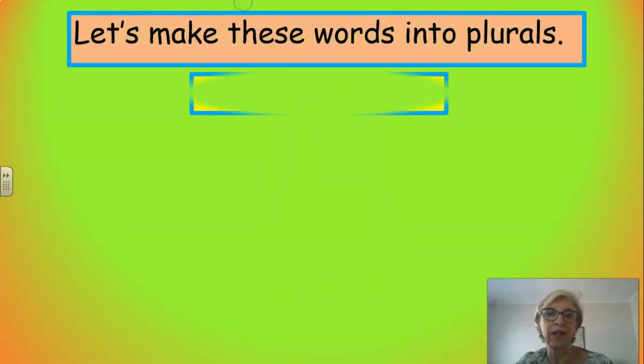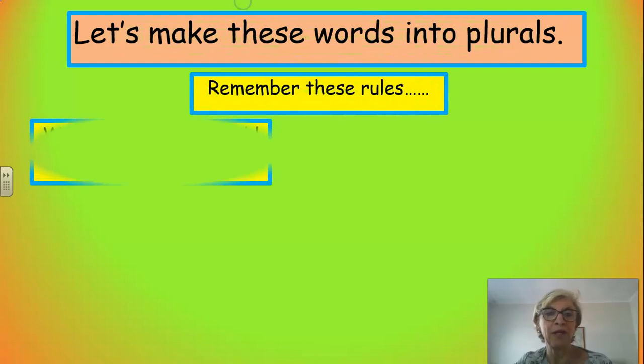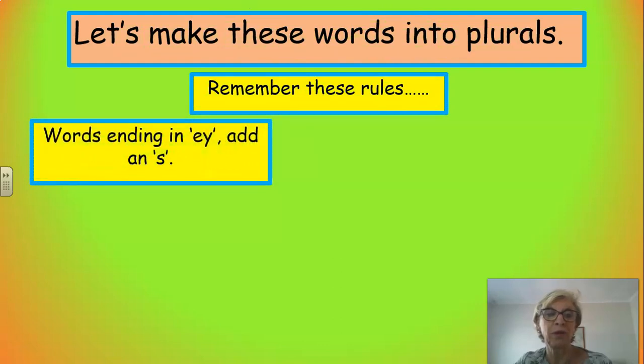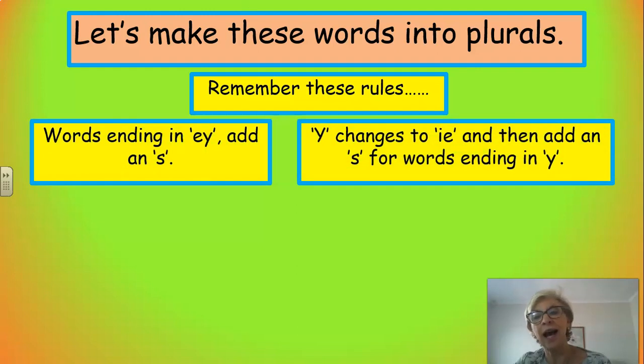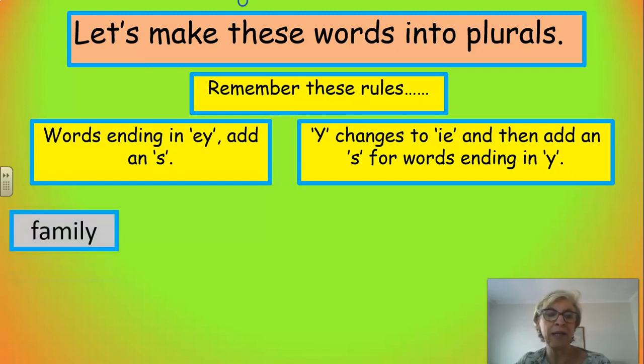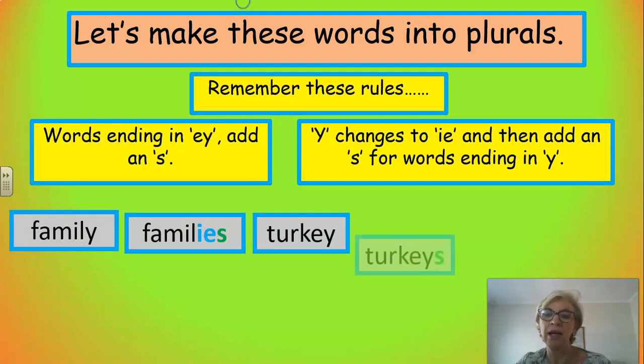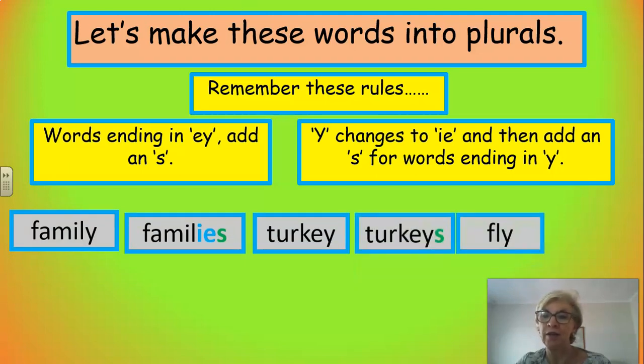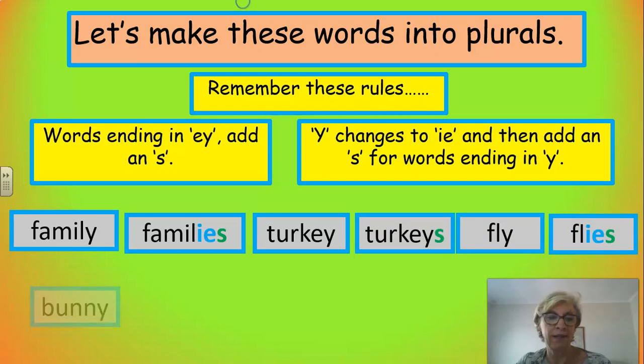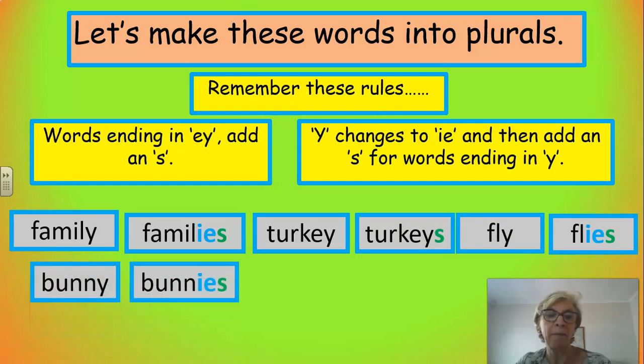Right, and let's try these words now. And remember these rules. Words ending in EY, we just add an S, and words ending in I, we change the I for IE and add an S at the end. Family, families. Turkey, EY, just gets an S, turkeys. Fly, flies. Bunny, bunnies. Look at the rules being applied.